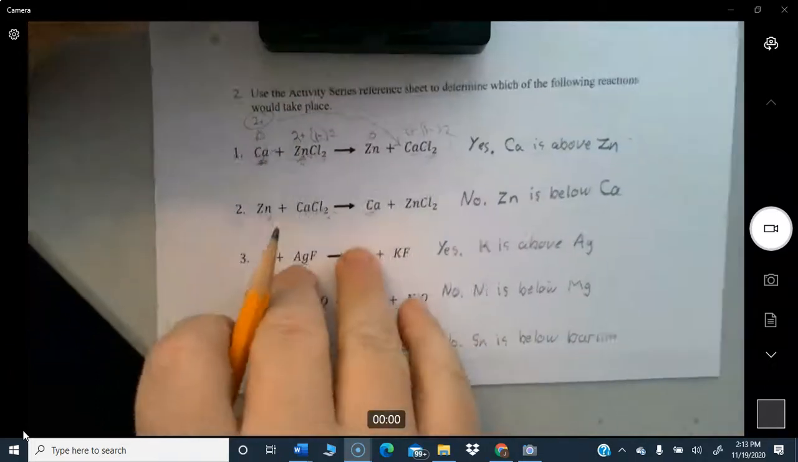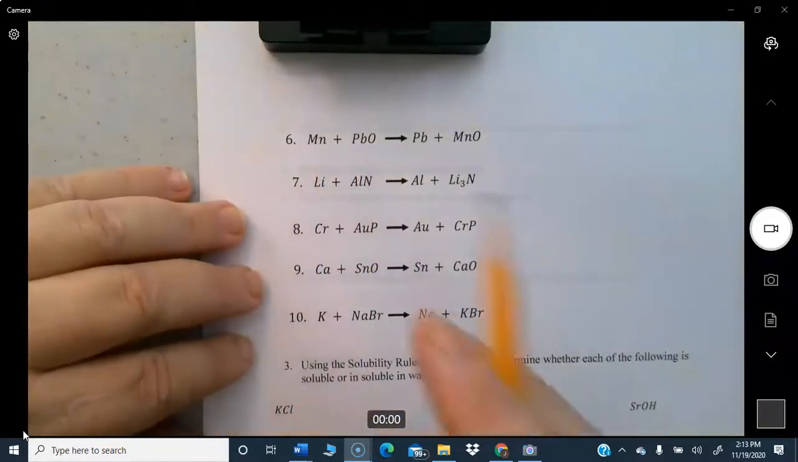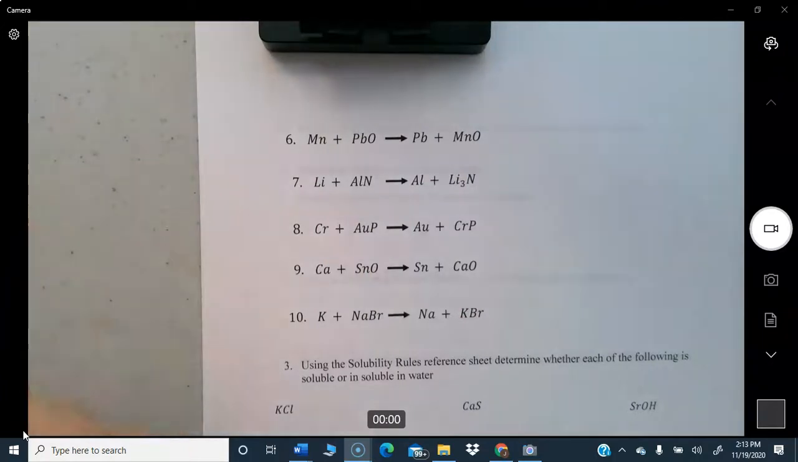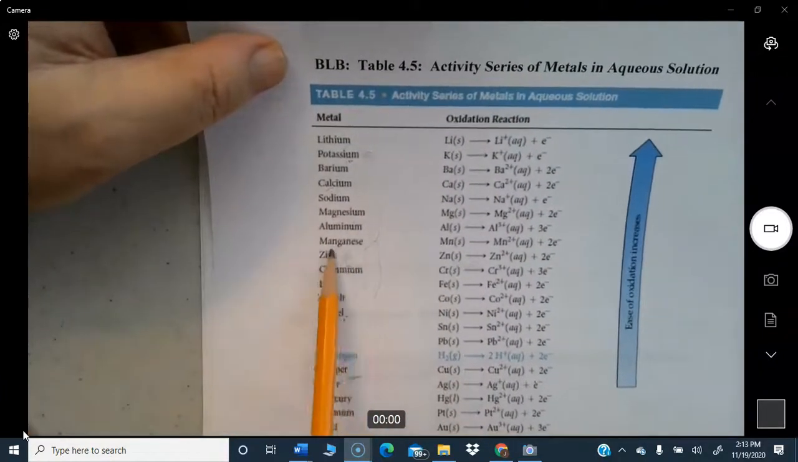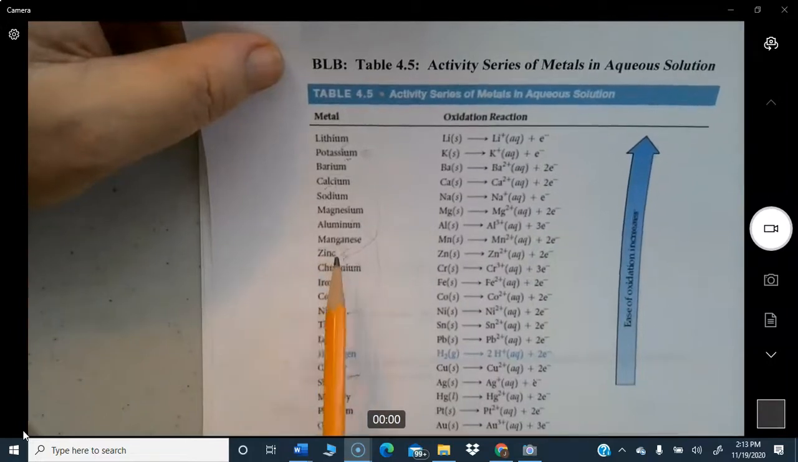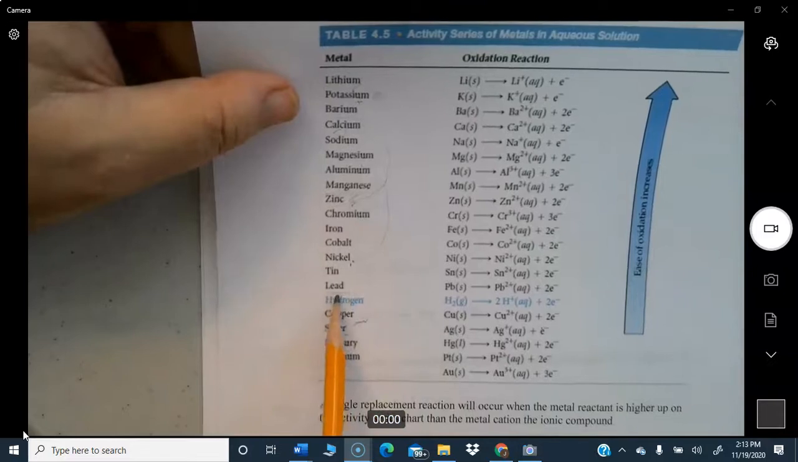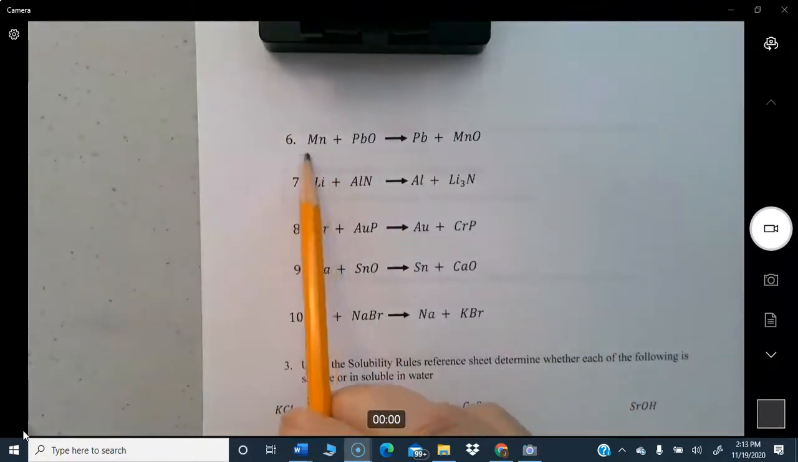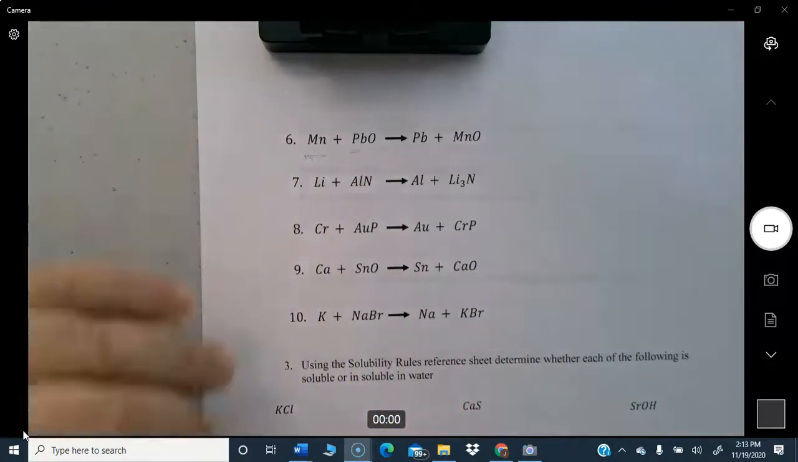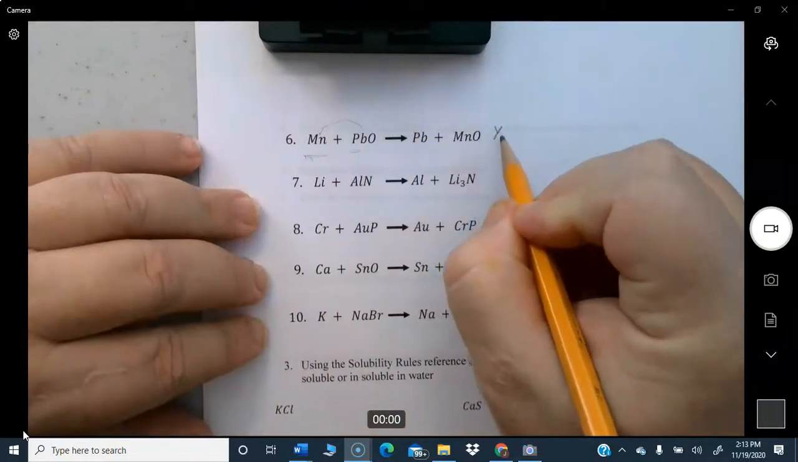All right, let's do a few more, and I'll leave a couple for you to do by yourself. Right here we have Mn is manganese, and Pb is lead. So we come down here, and here's manganese right here, about the 8th element down, and lead is down here. So manganese is above lead, so that will take place. This will pass its electrons over to lead, okay? So yes.